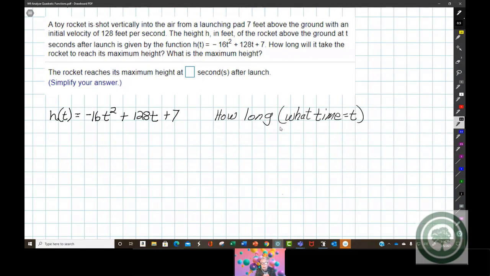How long will it take the rocket to reach its max height? So how long to max height? And what is the maximum height?